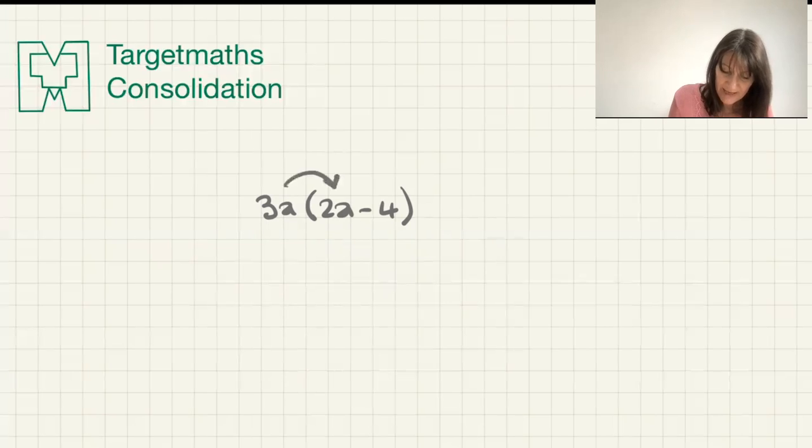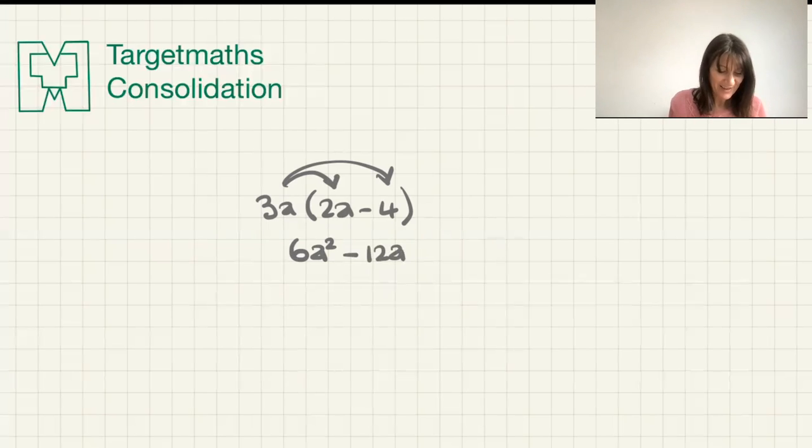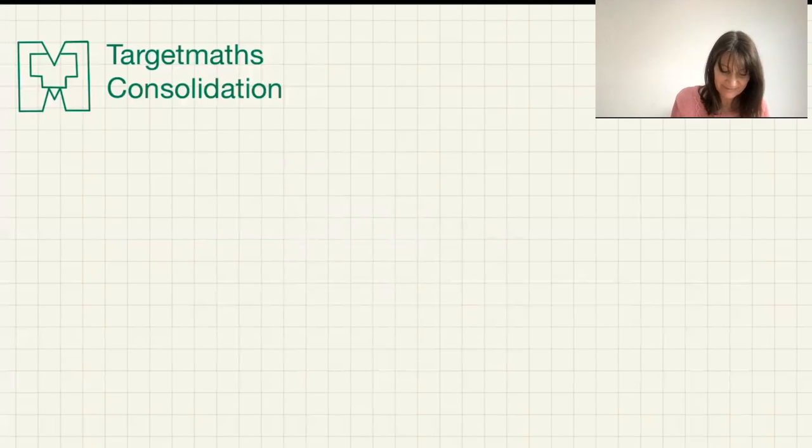So we've got 3a times 2a. Well, 3 times 2 is 6. A times a is a squared. And then 3a times negative 4. Well, 3 times 4 is 12. Squash the a and keep it negative. If you got that right, well done. Next question.